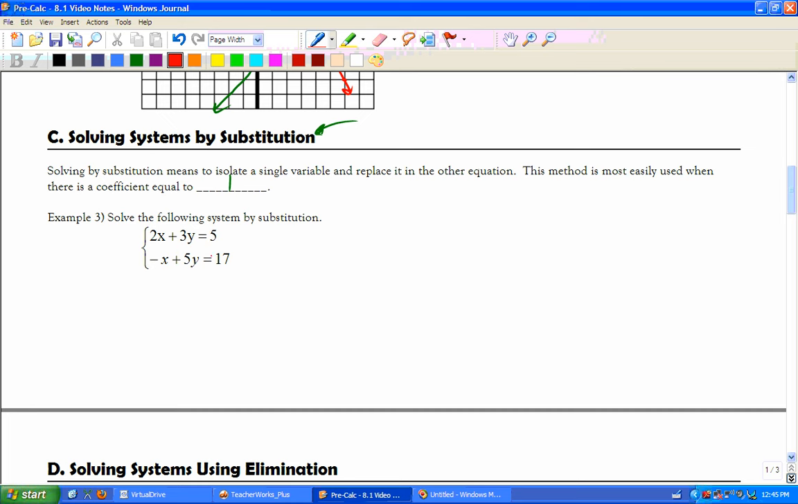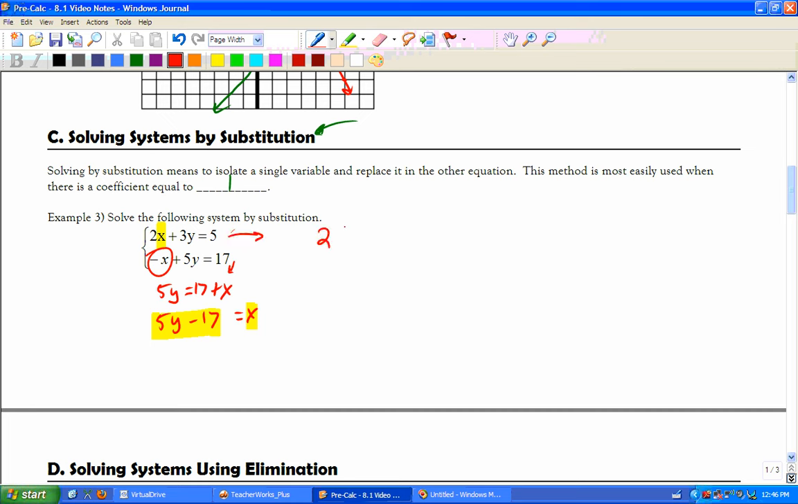Even though we don't have any of these coefficients equal to 1, we've got one that's really close, -1. So what I'm going to do is solve for x in this equation. I'm going to take x to the other side. 5y equals 17 plus x. Subtract 17. 5y minus 17 equals x. At this point, since x and 5y minus 17 are the same thing, that's what it means to be equal, anywhere I see an x, I'm going to replace that with 5y minus 17.